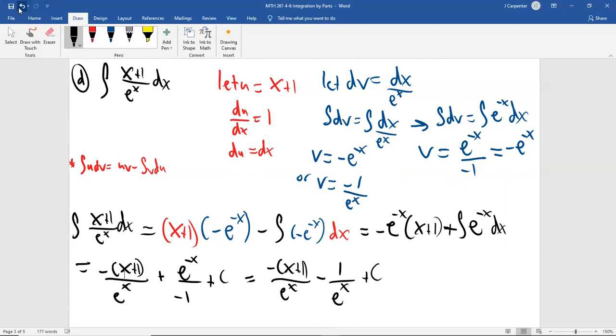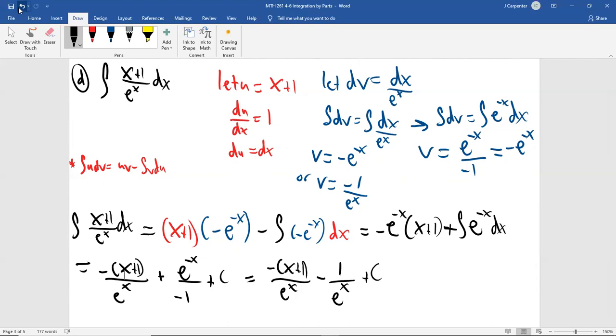Now, believe it or not, there are like terms here. As this is set up, nothing combines, but if you were to split apart this top fraction, you'd have, ignoring the sign, an x over e to the x and a 1 over e to the x.